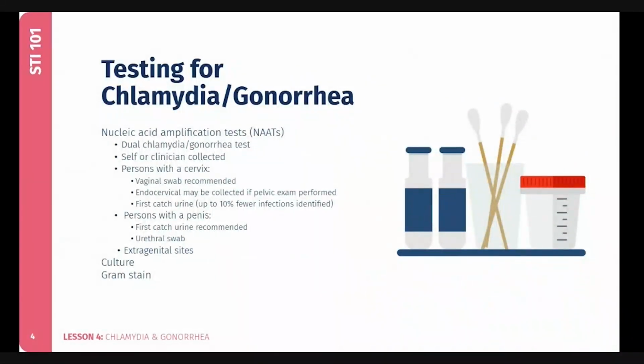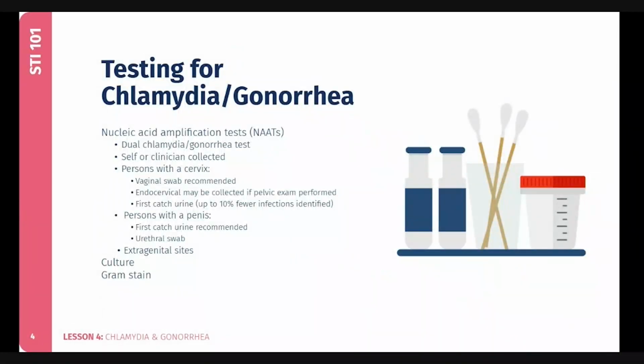A first catch urine specimen is acceptable for a NAT, but urine samples from persons with a cervix are a little less sensitive and may detect up to 10% fewer infections when compared with vaginal and endocervical swab samples. In persons with a penis, a first catch urine is the recommended sample type. However, a urethral swab is just as effective.